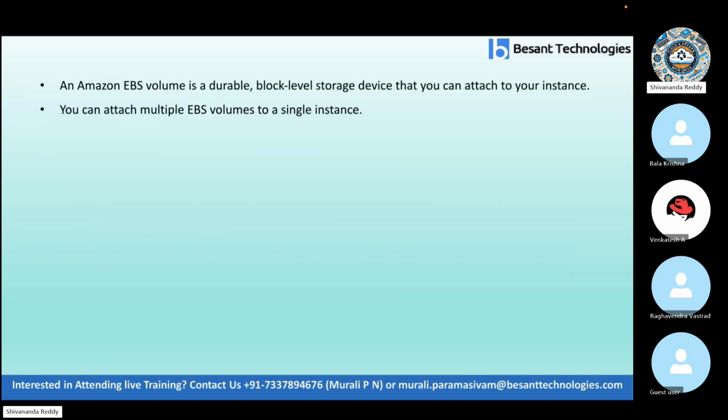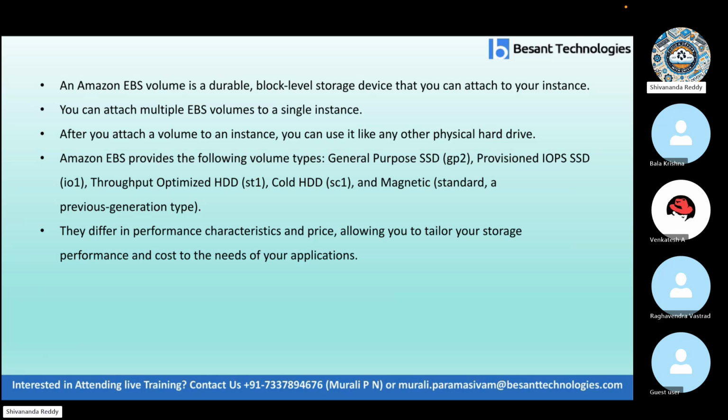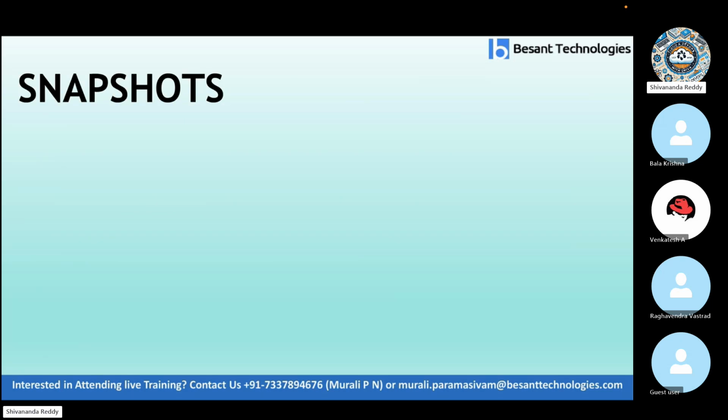Then an EBS volume is a durable block level storage device that you can attach to your instance. You can attach multiple EBS volumes to a single instance. I mean, one server, multiple volumes, so multiple disks can be mounted. After you attach a volume to an instance, you can use it like any other physical drive. These are the types we have. They differ in performance characteristics and price, allowing you to tailor your storage performance and cost to the needs of your application.